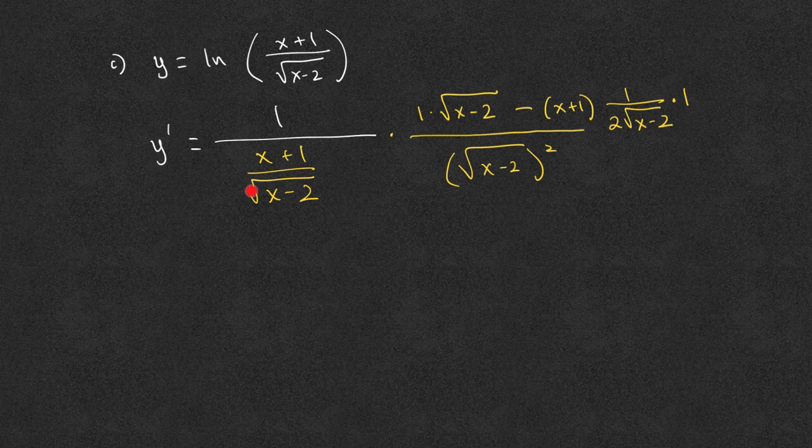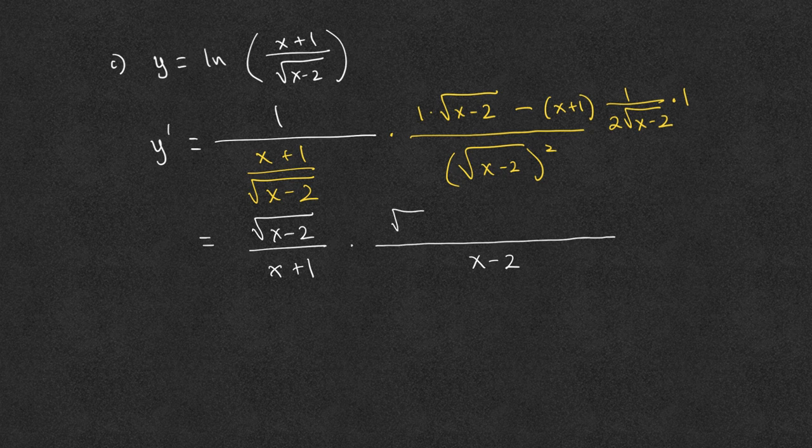We still need to simplify this. For the first factor, 1 over a fraction is the reciprocal, and so this is the square root of x minus 2 over x plus 1. And then the square root of x minus 2 squared is x minus 2. In the numerator, we have the square root of x minus 2 minus x plus 1 over 2 the square root of x minus 2. And so for the second factor, we will still need to simplify it by combining the two terms.